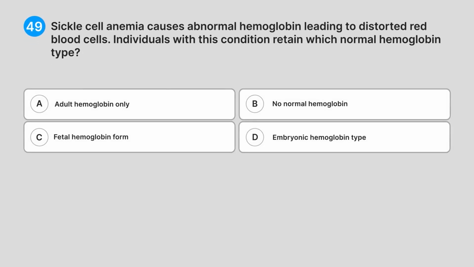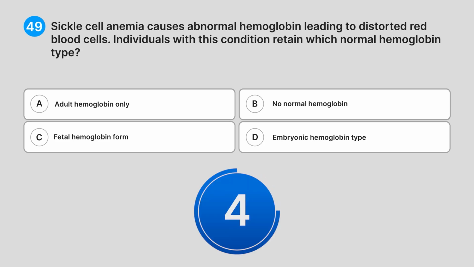49. Sickle cell anemia causes abnormal hemoglobin, leading to distorted red blood cells. Individuals with this condition retain which normal hemoglobin type? A. Adult hemoglobin only. B. No normal hemoglobin. C. Fetal hemoglobin form. D. Embryonic hemoglobin type. Do you know the answer?